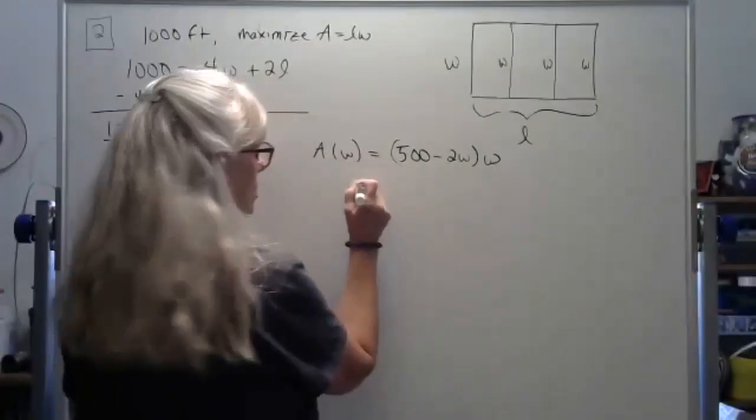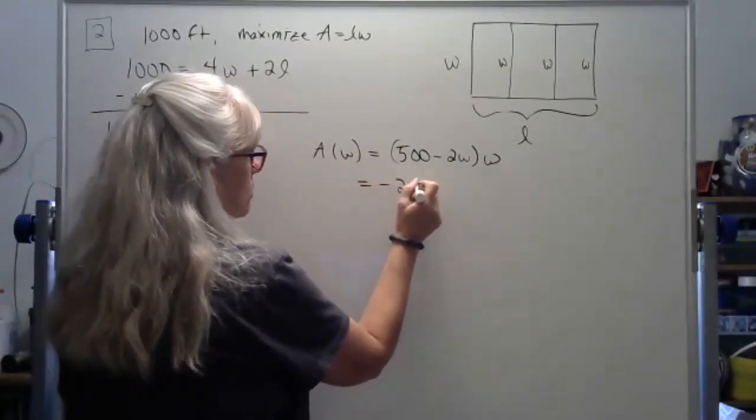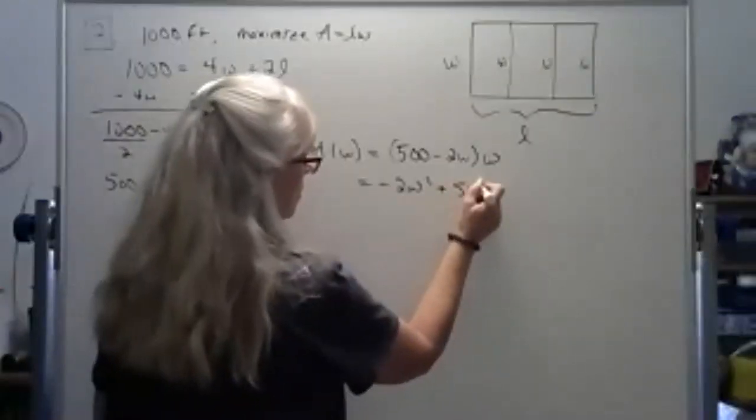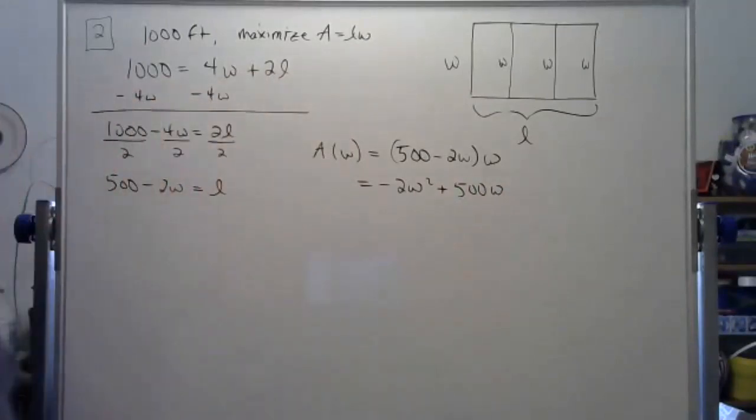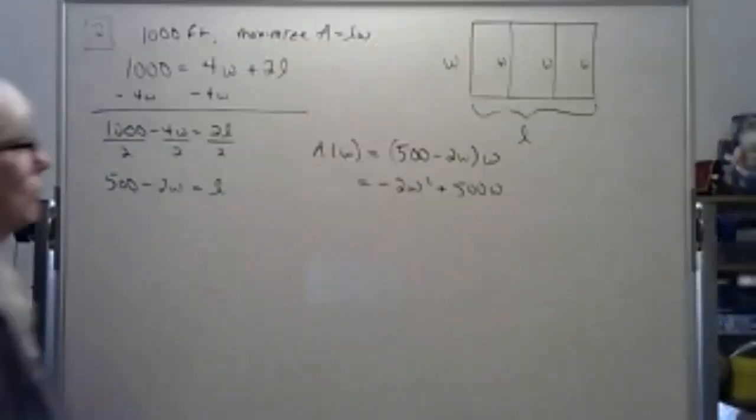Distribute, put it in descending order just to make it nicer on us. So negative 2W squared plus 500W. There's our function.